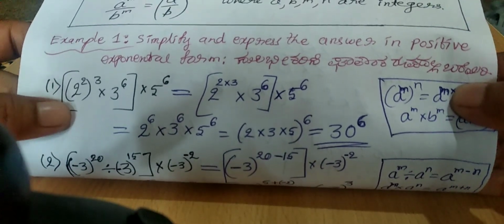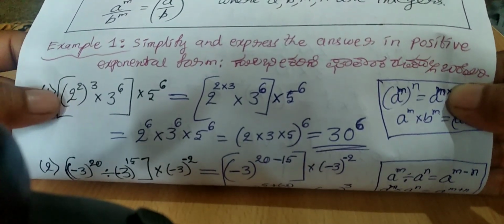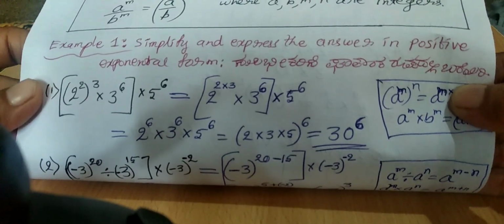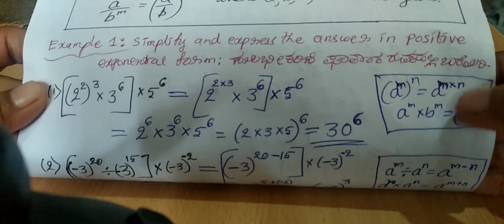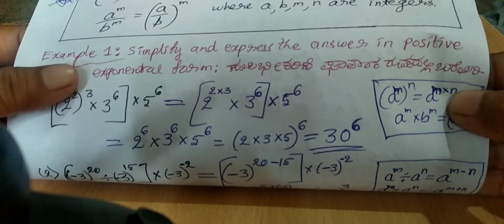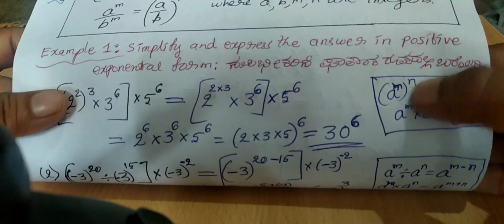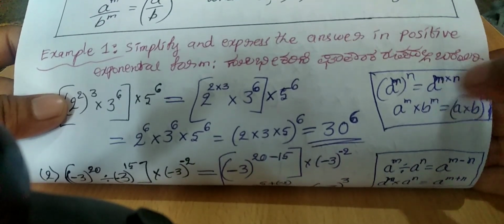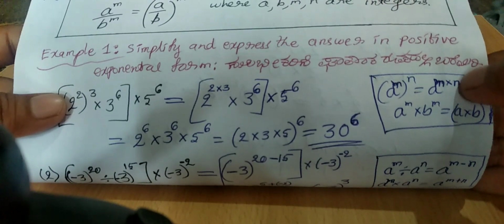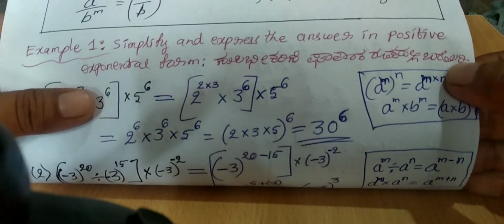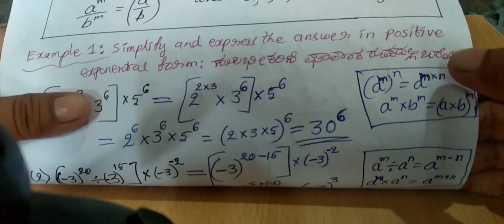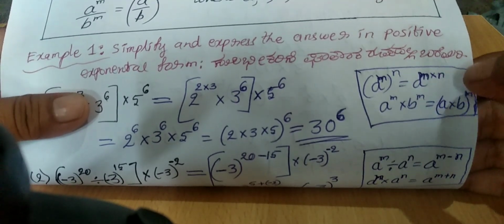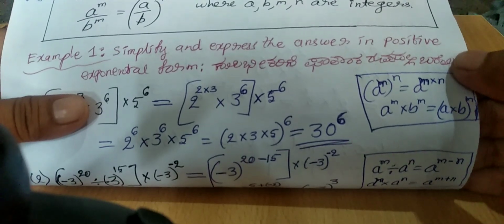Look at how it is here: 2 square the cube into 3 to the power 6 whole, multiplied by 5 to the power 6. Here for 2 square the cube we can use the formula a to the power m whole to the power n, which becomes a to the power m into n. So it is 2 to the power 2 into 3 into 3 to the power 6 whole, multiplied by 5 to the power 6.